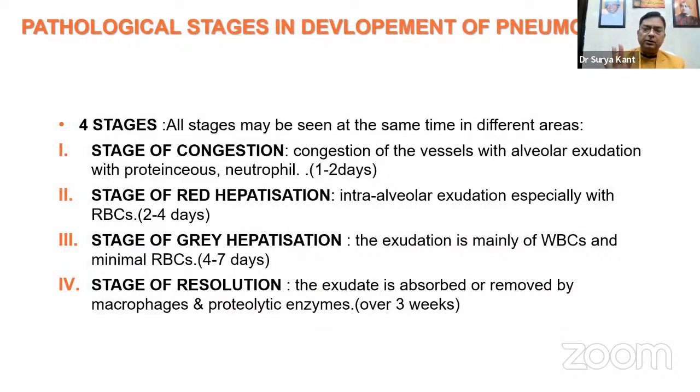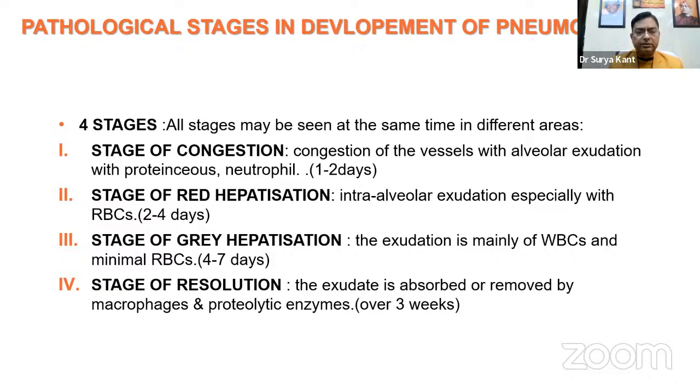Pathologically, there are four stages of consolidation. What are these? The four stages, all stages may be seen at the same time in different areas. So at some part, one stage is going on, another part, another stage is going on like this. The first stage is called the stage of congestion, where there is congestion of the vessels with alveolar exudation with proteinaceous material, neutrophilic material, and this lasts only for the first 1 to 2 days.